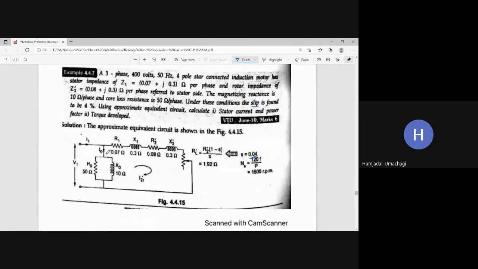Now let us calculate the no load current I naught. I naught is stator voltage V1 divided by the parallel combination of R naught and jX naught. The parallel combination means R naught into jX naught divided by R naught plus jX naught. In this way we should take the formula.